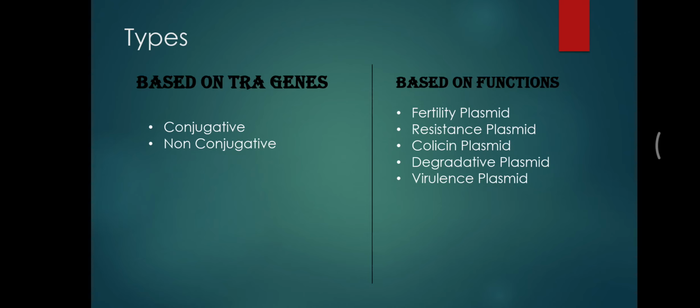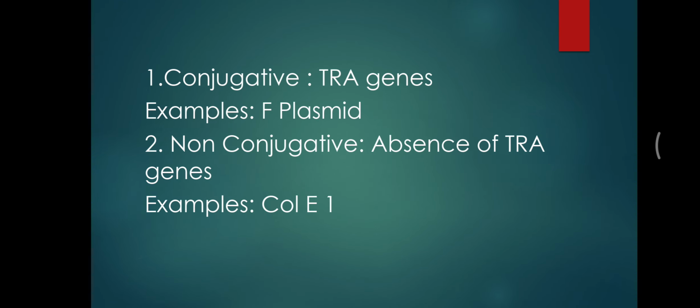Now let's see the types of the plasmid. Based on the presence and absence of TRA genes, plasmids are classified into two types, conjugative and non-conjugative. And based on the functions, plasmids have different types, that means fertility plasmids, resistance plasmid, colicin plasmid, degradative plasmid and virulence plasmid. Let's see one by one.